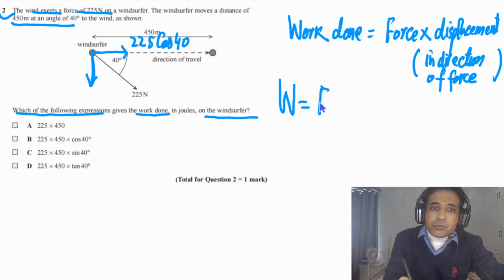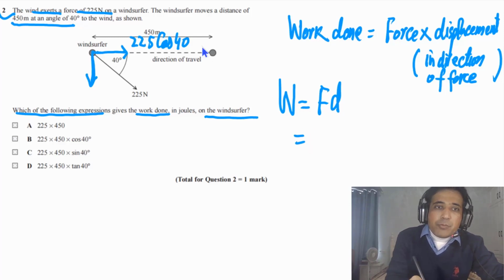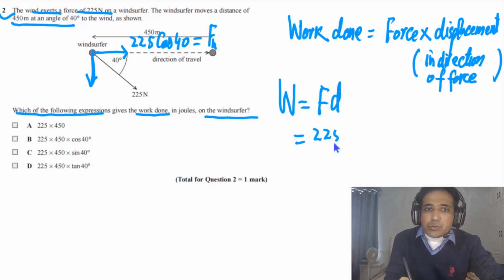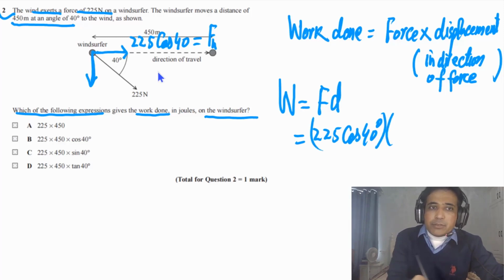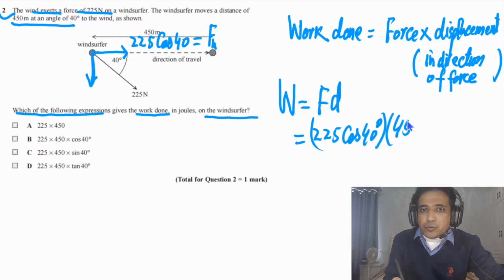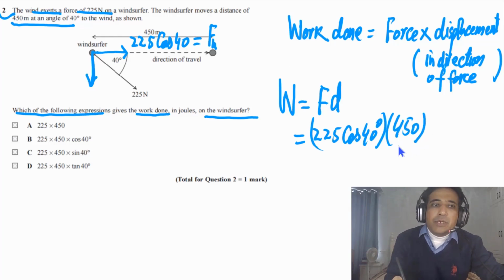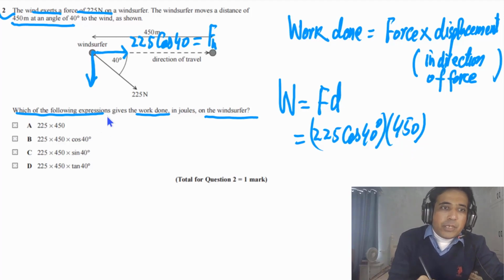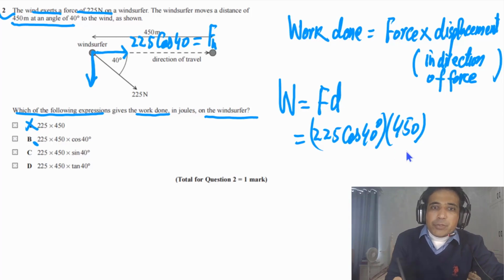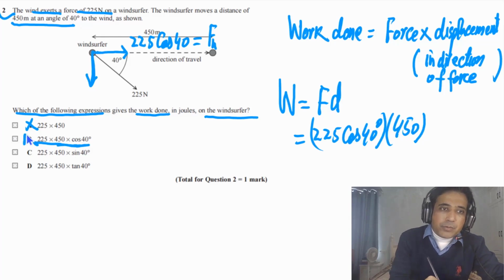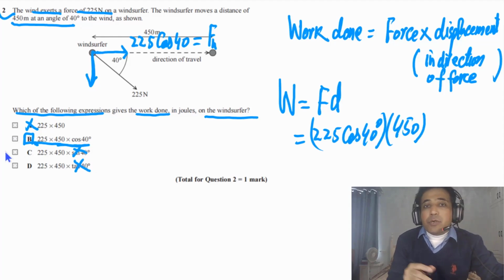So work done has to be F times d. This is the component of force we have, which is equal to 225 cosine of 40 degrees, multiplied by the distance traveled, that is 450 meters. So this is how you need to figure it out. Now if you look at the given options, A is wrong because cosine 40 is missing, and this is the right one. So the answer for this one has to be B. And this is sine, this is wrong. Tangent is also wrong. So the answer for this question is B.